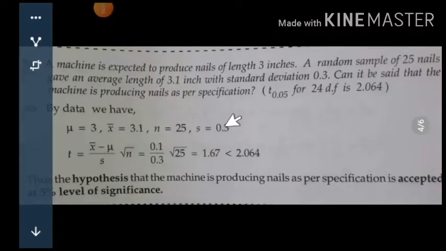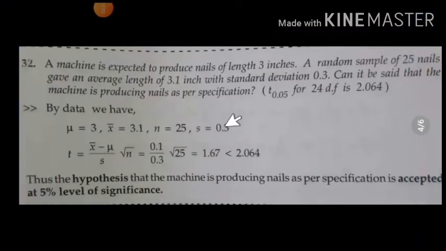Here we will discuss some problems related to student T distribution. The machine is expected to produce nails of length 3 inches. A random sample of 25 nails gave an average length of 3.1 inches and the standard deviation as 0.3. Can it be said that the machine is producing nails as per the specification?